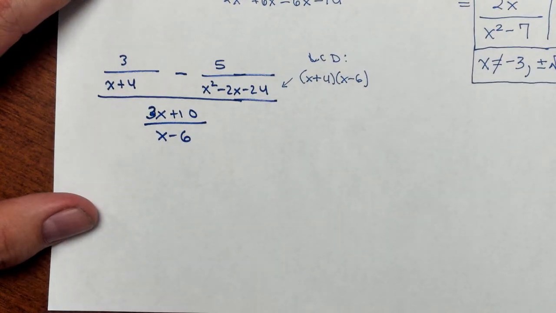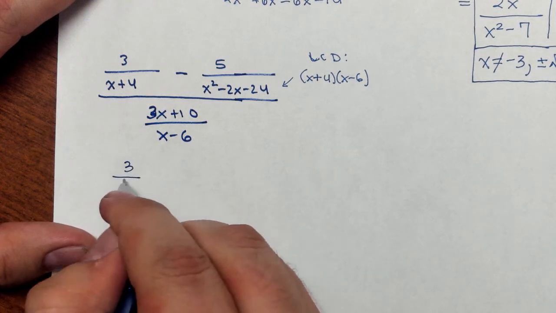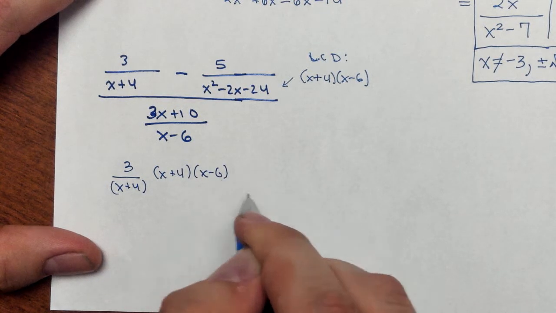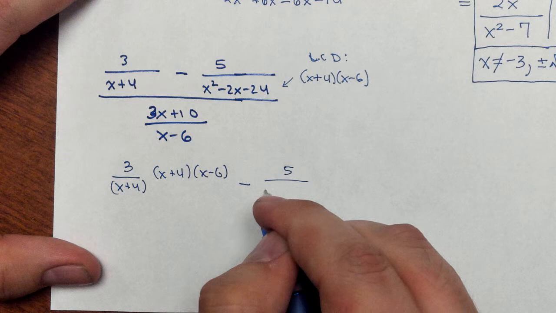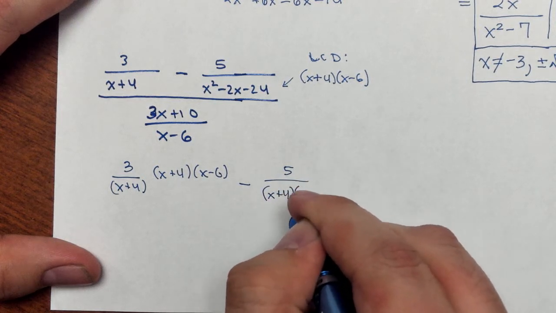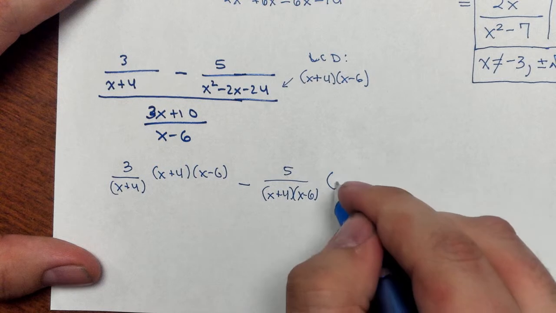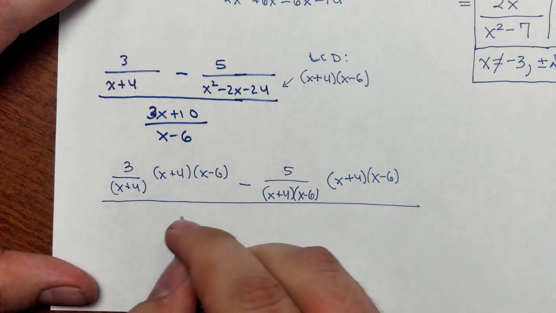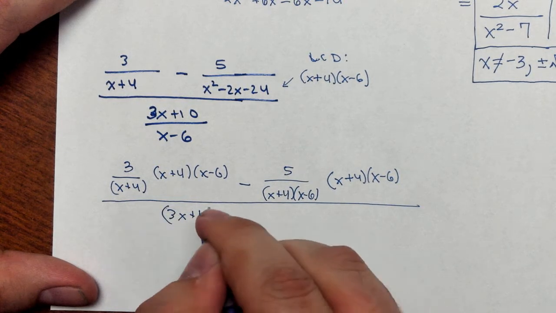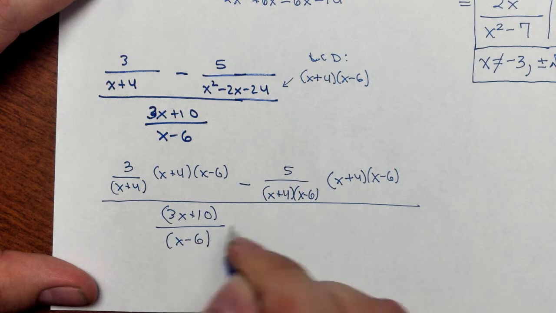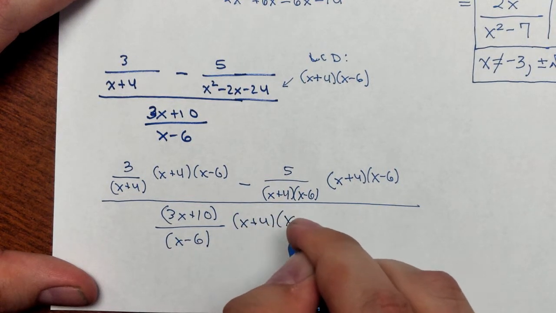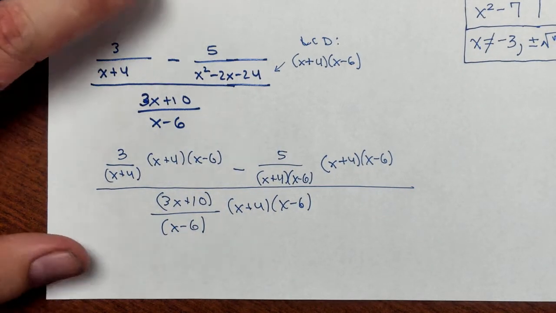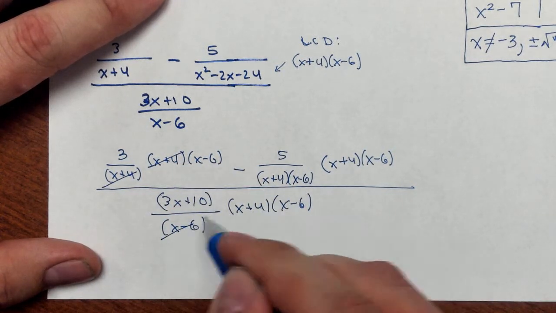So what I'm going to do is multiply each term by that LCD. So 3 over x plus 4 will be multiplied by x plus 4 times x minus 6. 5 over x plus 4, x minus 6 will be multiplied by x plus 4, x minus 6. And my denominator, 3x plus 10 over x minus 6, that expression will also be multiplied by x plus 4 times x minus 6. Now again, why am I multiplying by this LCD? It allows me to eliminate all of the denominators within this fraction.